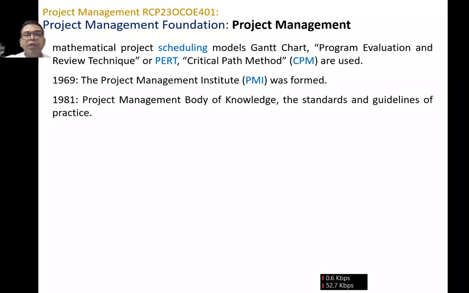An important event regarding project management was in the year 1969, when the Project Management Institute was formed. This Project Management Institute, PMI, formulated the Project Management Body of Knowledge, also known as PMBOK, which provides the standards and guidelines of practice in the field of project management, in the year 1981.